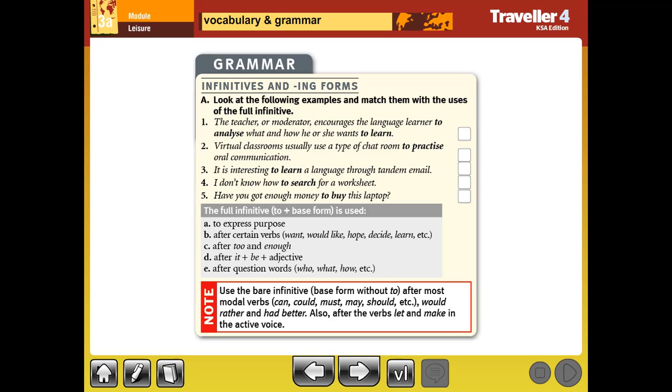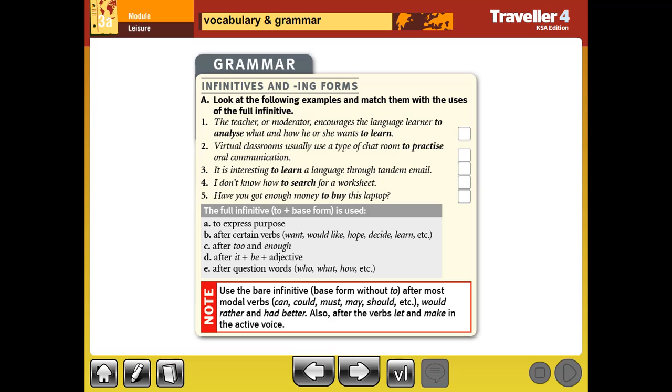E. After question words, you can use to infinitive. Who, what, how, where, when, why, and others. You can say, I don't know where to go. I know how to do it. I don't know what to eat today. For example, you can use to infinitive, I mean to, the origin of the verb, with the question words who, what, why, where, when, and others.